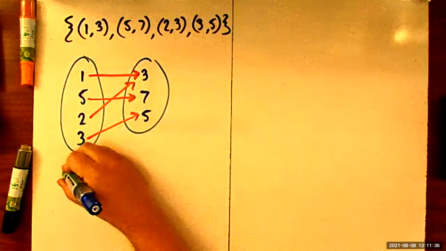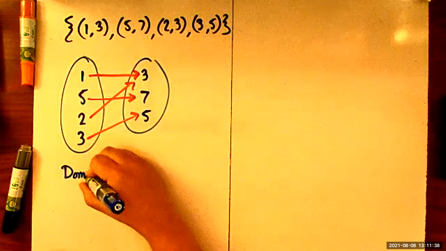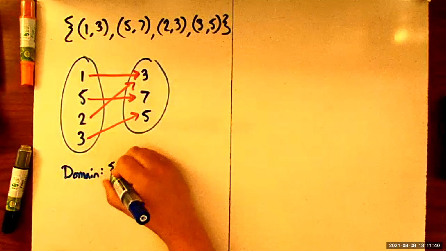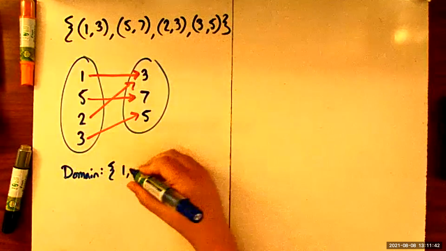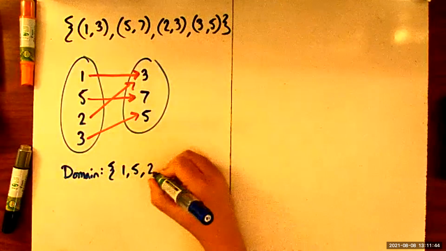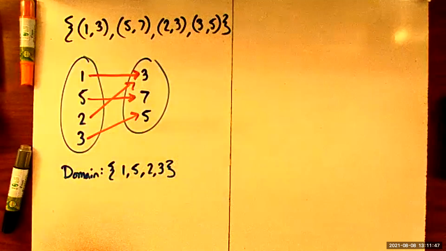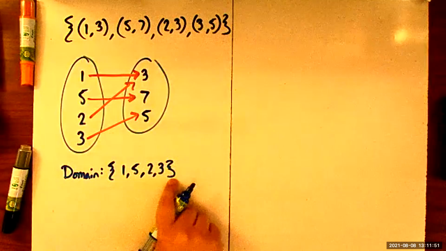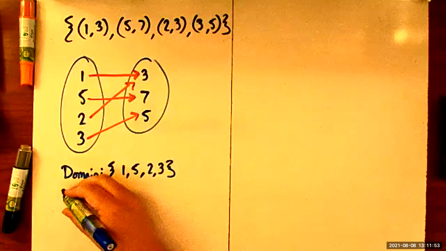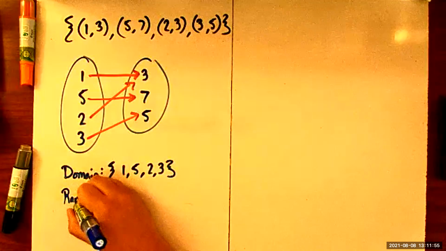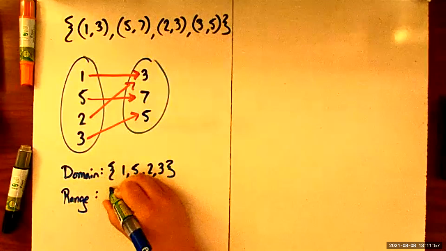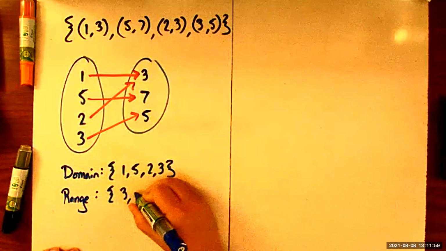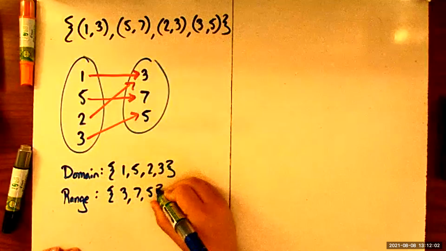And so our domain in this case is just the input values. And so it would be the set containing 1, 5, 2, and 3. Because it's in set notation, the order doesn't matter. And so if you wanted to reorder these, that shouldn't be an issue. The range is then just going to be 3, 7, and 5.